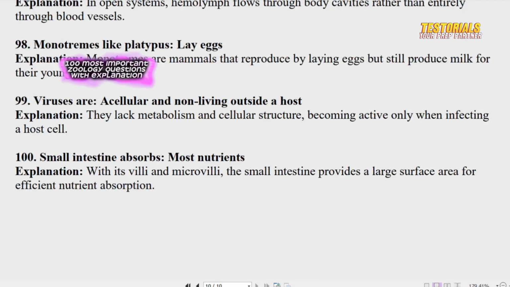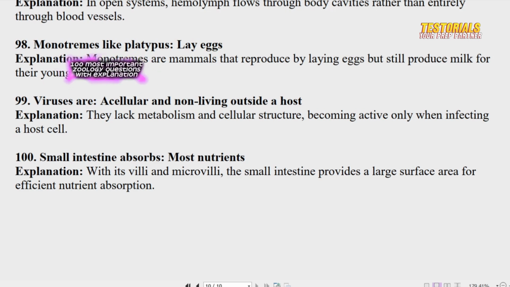98. Monotremes like platypus lay eggs. Explanation: Monotremes are mammals that reproduce by laying eggs but still produce milk for their young. 99. Viruses are acellular and non-living outside a host. Explanation: They lack metabolism and cellular structure, becoming active only when infecting a host cell.